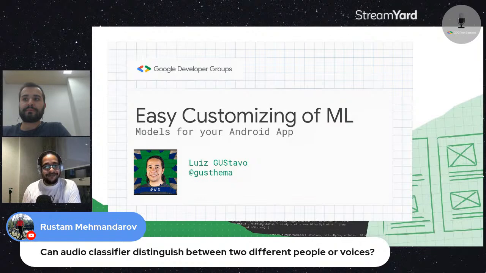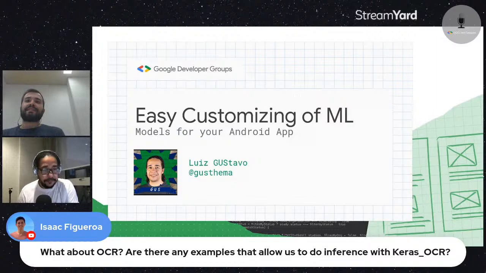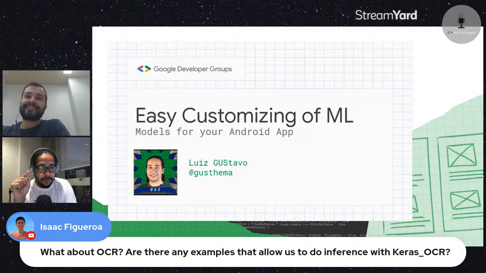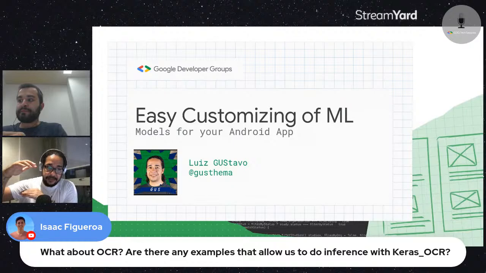Yeah. Okay, we have the last question from Ivan. Of course. So what about OCR? Are there any examples that allow us to do inference with Keras? So OCR is an interesting problem. We have an OCR API on ML Kit, if I'm not mistaken. ML Kit is a library above TensorFlow Lite. They use TensorFlow Lite, and they do OCR for you.